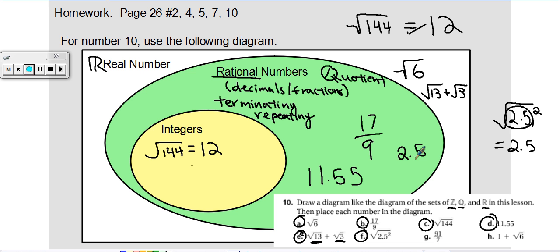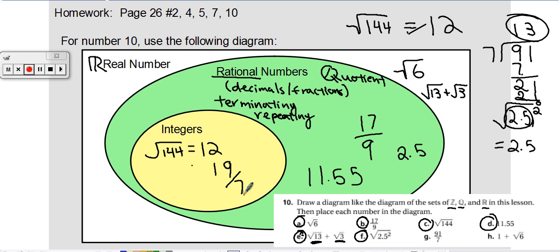91 over 7, can I simplify 91 over 7? I'm actually not sure. Let's do 91 divided by 7. 7 goes into 91 one time, and I get 21. 7 goes into 21 3 times, I get 21, that cancels out. My answer is 13, so 13 goes under the integers, because it is a whole counting number.